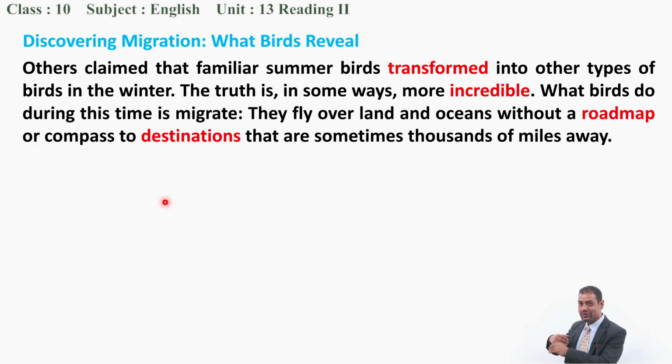Then see, they fly over land and oceans without a road map or compass to destinations. See, if we want to go to a new place, what do we need? We need to know about the location. We need to know about our new place, so for that we can use a map, we can use a compass. But here, see, they fly over land for a long distance also without a road map, no map, without compass, to destinations that are sometimes thousands of miles away. So how far, how long do they fly? Wow, it is difficult to believe.